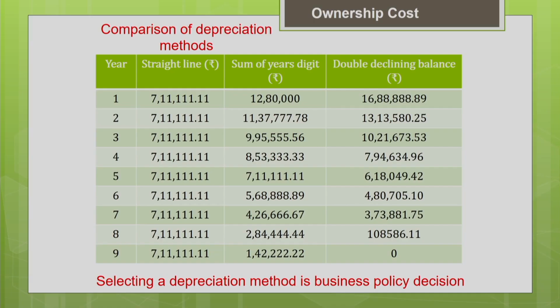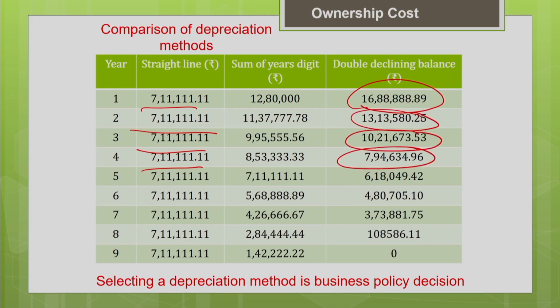Now let us compare the depreciation estimated using 3 different methods. You can see in the straight line method, depreciation is always the same every year. When you compare the years, as well as the double declining method, you can see that the double declining method is giving you accelerated depreciation. That means more depreciation in the early age of the machine when compared to the other methods.